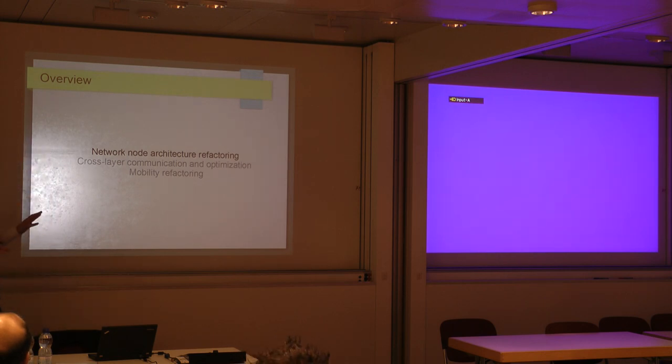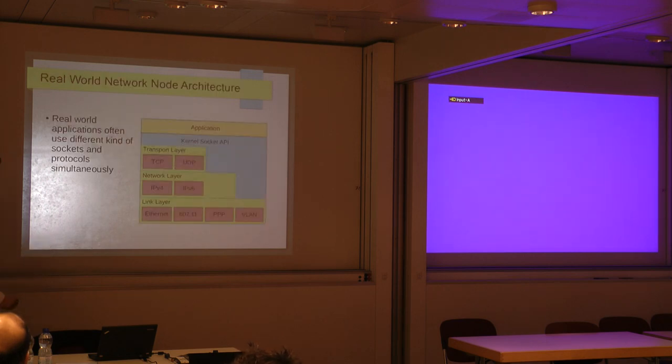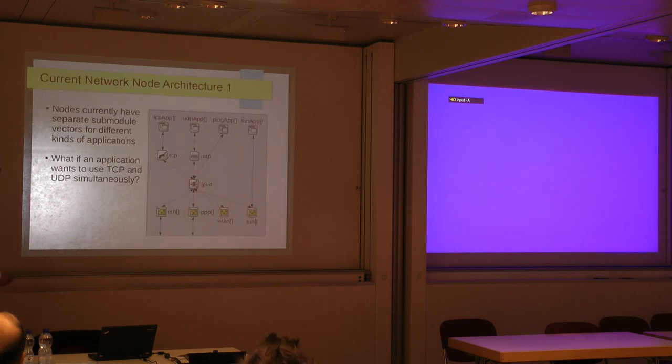It's more about infrastructure. It's not that interesting in terms of running OMNeT on a supercomputer, detecting UV photons, or 3D visualization. But anyway, okay. This figure is just a short reminder that in the real world, applications often use not just the transport layer, but network layer and link layer protocols, and they don't just sit on top of the transport layer. This is important in light of the next slide, which shows the current network node architecture.